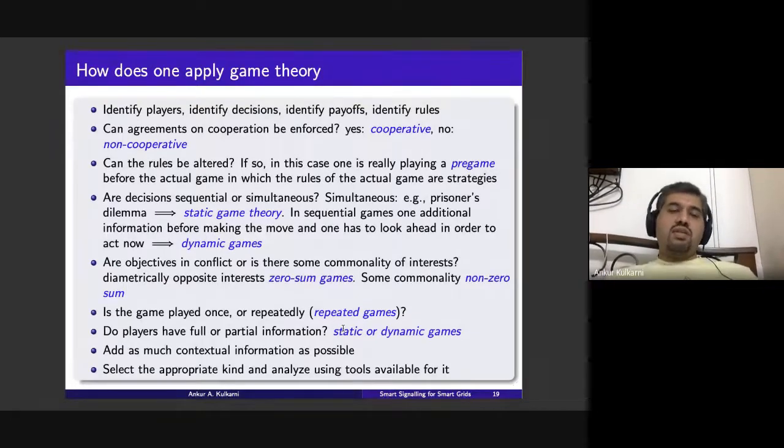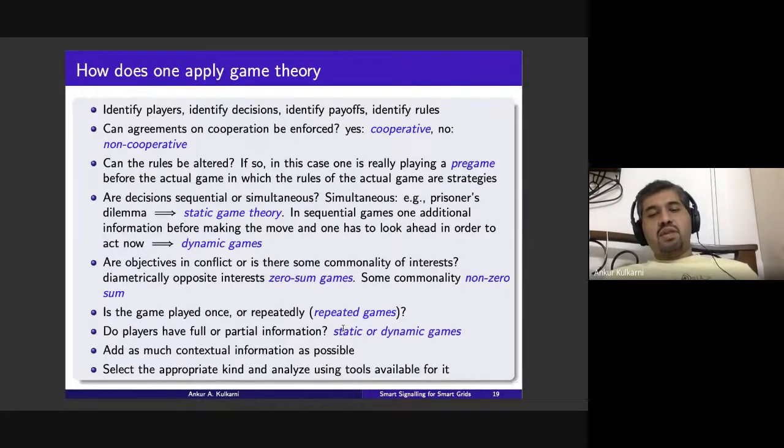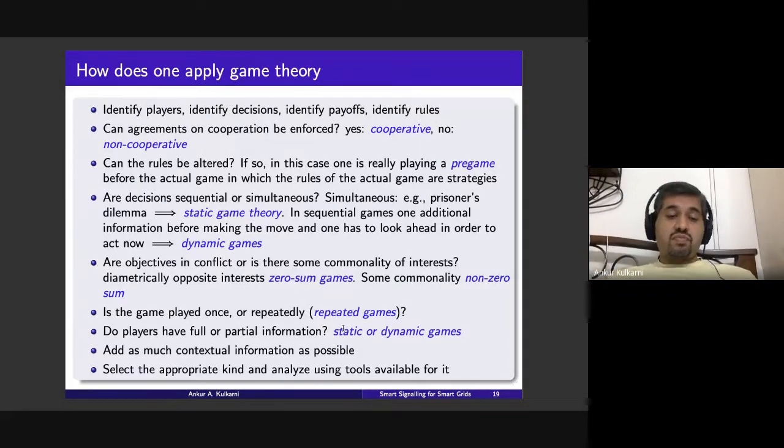Second, are the decisions being taken sequentially or simultaneously? If it's simultaneous, like in the prisoner's dilemma, then what you would end up applying is static game theory. If it's sequential, then you would apply dynamic games. Is there some kind of conflict, or is there sometimes a commonality of interest? If the interests are diametrically opposite, then that results in zero-sum games. If there is some dilemma between cooperation and conflict, then that usually leads to non-zero-sum games. Is the game to be played only once, or is it to be played multiple times? For example, is it what is called a repeated game? Do players have full information or partial information? That also changes whether the game is static or dynamic.